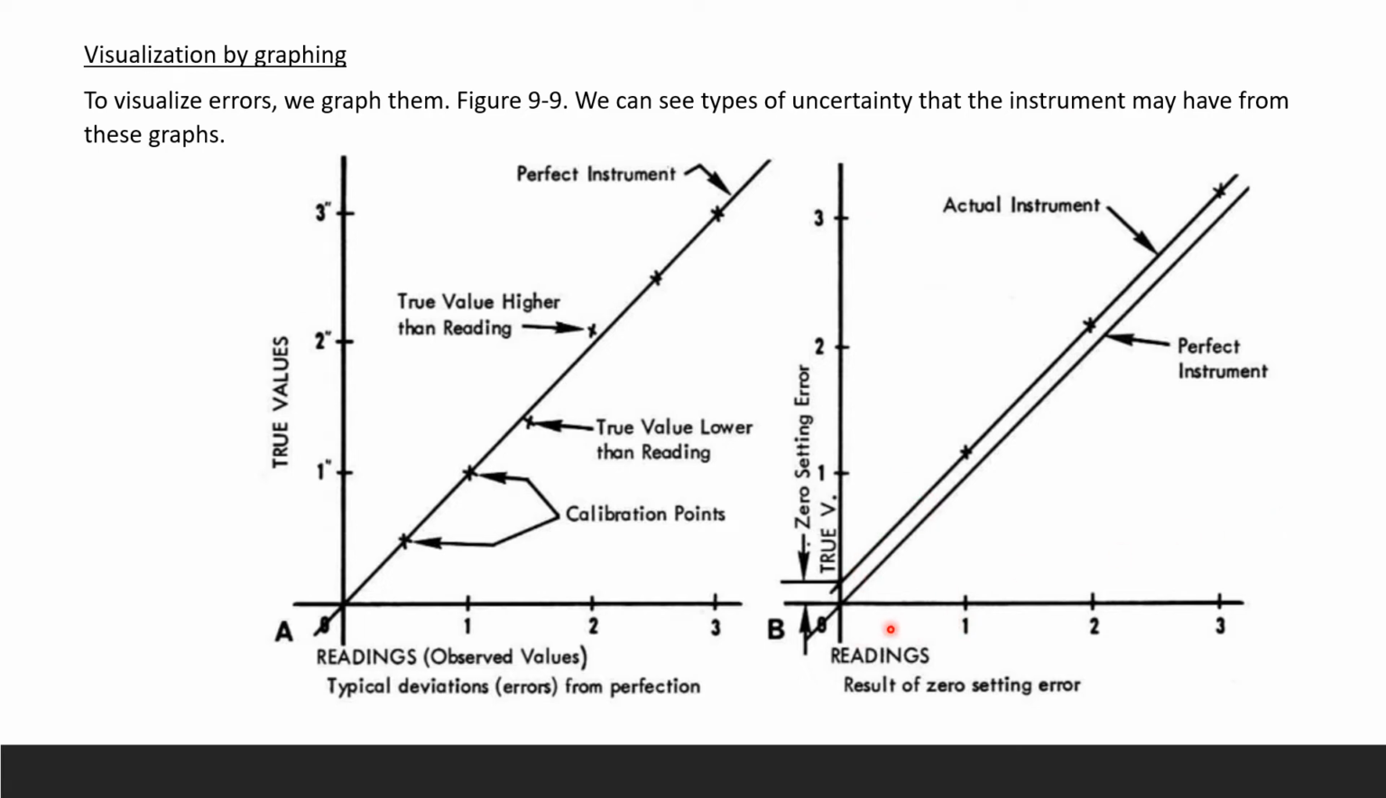This is the result of zero setting error. So now the error, you can see it that way. The actual instrument line is right there, and this is our perfect instrument. Here all of your data are right there, definitely not in line, so therefore you have zero setting error. If you pay attention to the two graphs, you're going to see this perfect instrument line interacting with your data points.